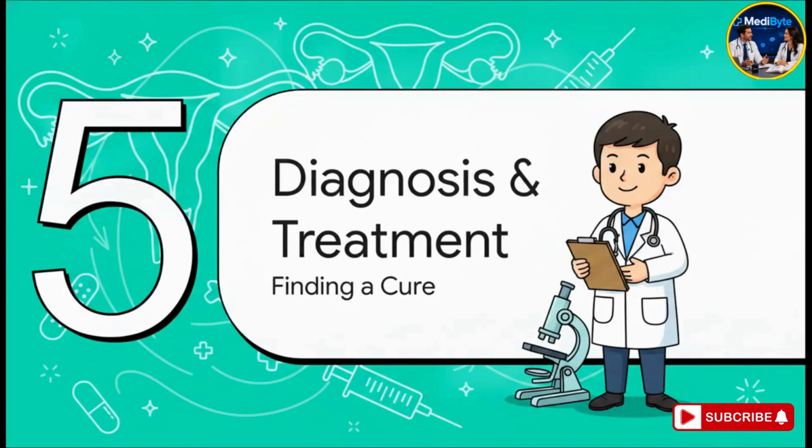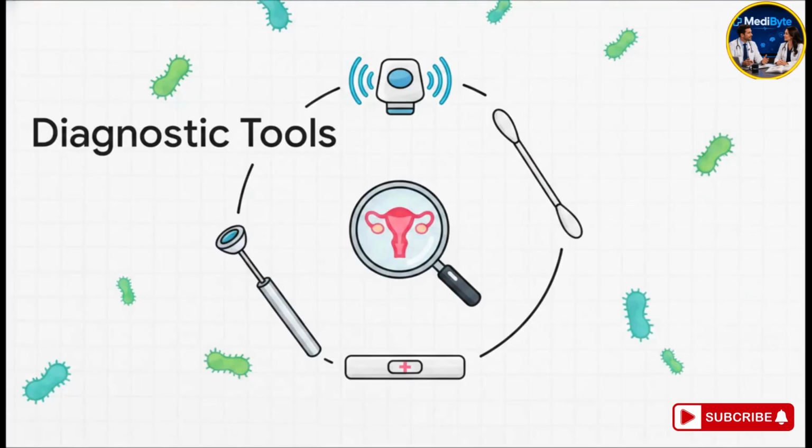Section 5. Diagnosis and treatment. So, if we're walking through the diagnostic journey in a clinic, a doctor is going to start with a physical pelvic exam. Substantial pain during this exam, that's a major red flag for PID. They'll also take swabs directly from the cervix to test for gonorrhea and chlamydia.